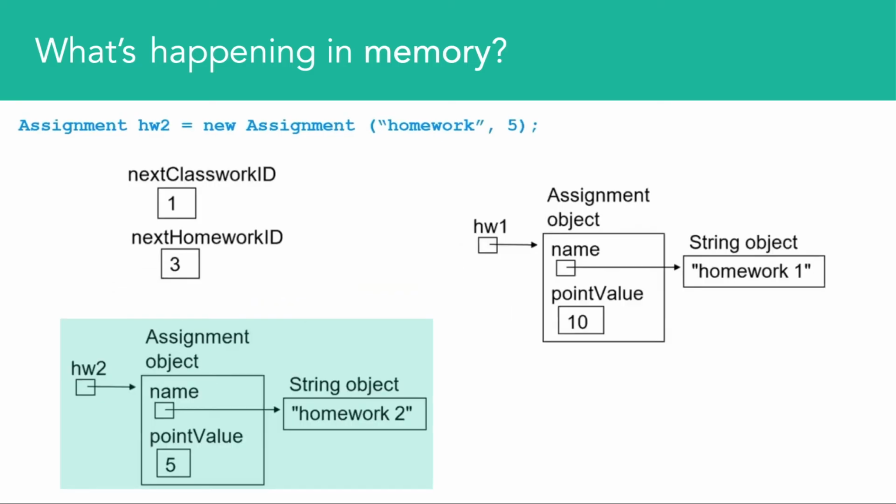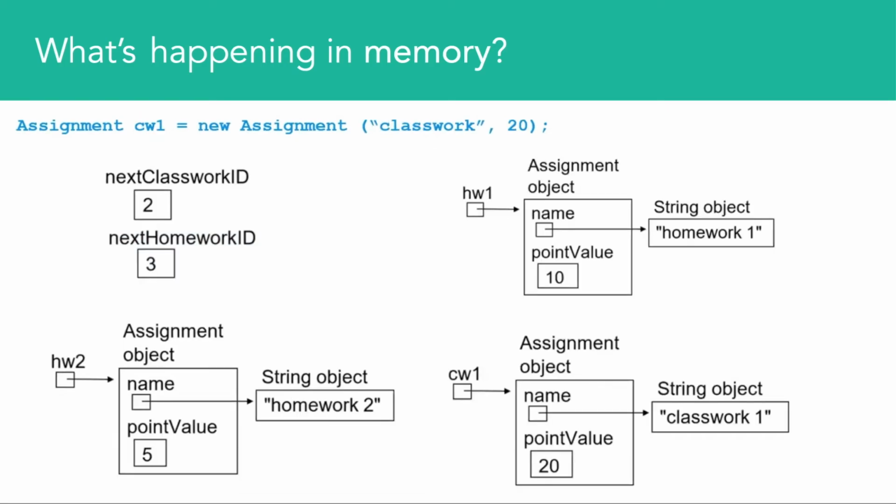Now look what happens when I instantiate another assignment object called HW2. It points to an assignment object, where its variable name points to the string object homework2 and has a point value of 5. Now, next homework ID has the value of 3. Notice that even though we have two homework assignment objects, there's only one next homework ID and one next classwork ID. Now we're instantiating a third assignment object, but now it's a classwork.